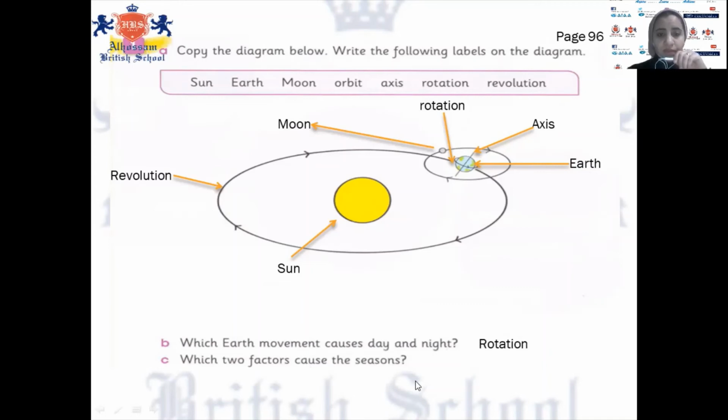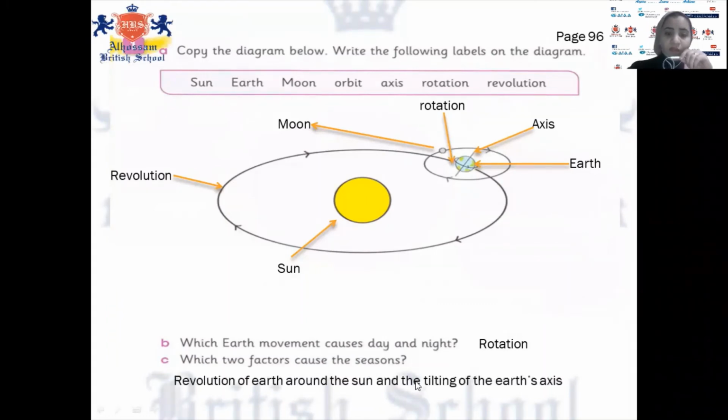And the Earth is tilted. Yes. The revolution of the Earth and the tilting of the Earth's axis. This is the two factors that cause the four seasons. Okay. Thank you, Adham.